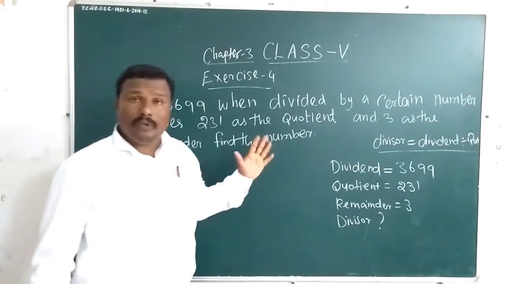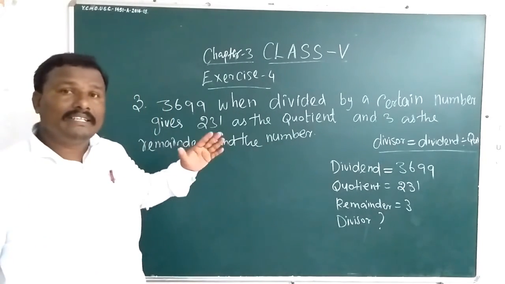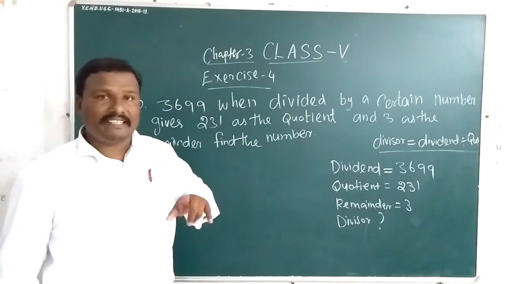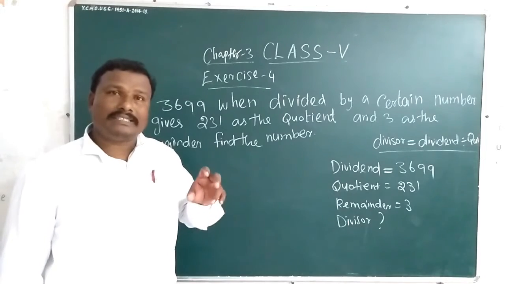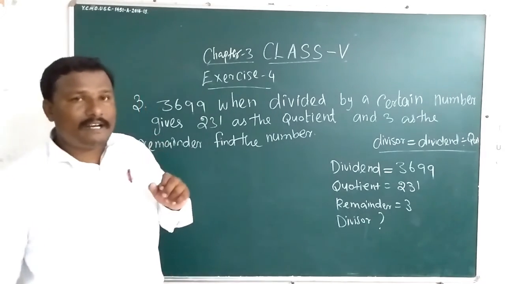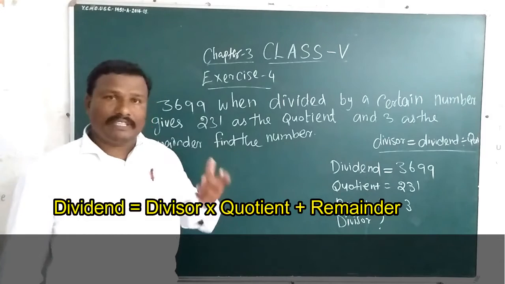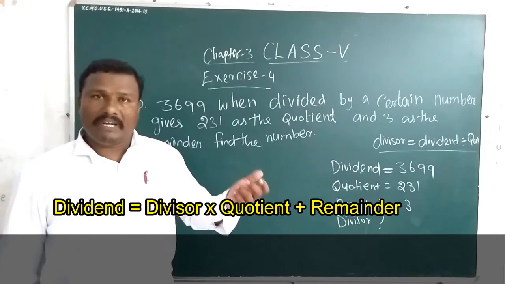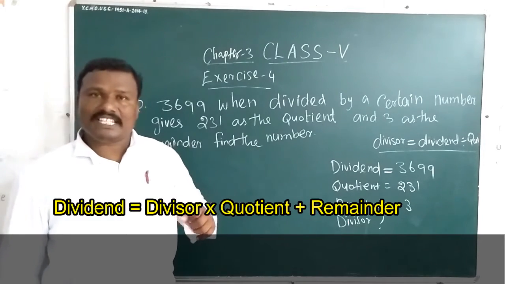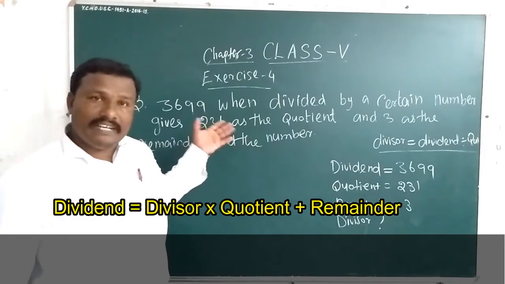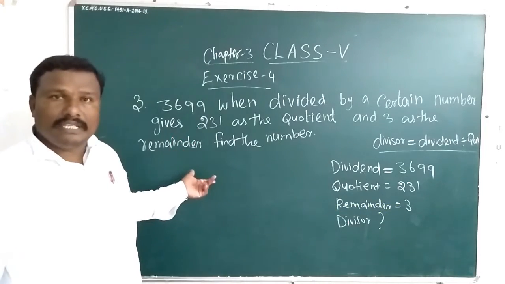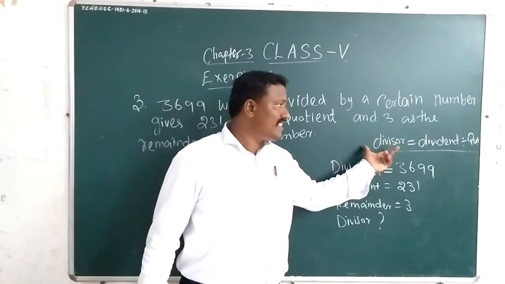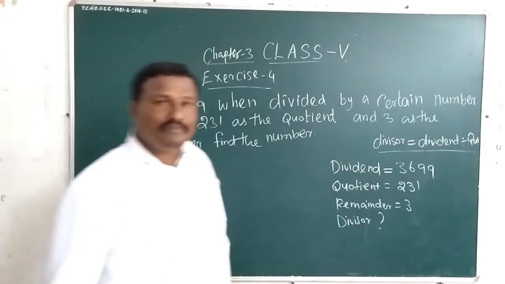So we know the formula. When we divide, they given dividend, divisor, we find out the quotient and remainder. That time we will use one formula for checking purpose, whether our answer is correct or not. What is the formula? Dividend is equal to divisor multiplied by quotient plus remainder. That is the formula. Now in this sum, they given dividend, remainder, quotient, but they didn't give divisor. So for that, this is the formula, it's important: divisor is equal to dividend divided by quotient.